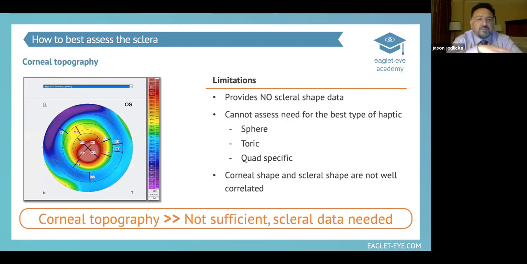And that's true, however, again, corneal topography really gives us no scleral shape data, so we can't assess the need for the best type of haptic, whether it might be spherical, toric, quadrant specific, etc. It's just not enough data, so that when we put a lens on, we're having to basically start from scratch in assessing the scleral shape relative to that diagnostic lens. So corneal topography is certainly useful in fitting a lens if that's all you have. It does help you get a better fit than if you don't have that information. But again, you're really on your own when it comes to evaluating the sclera. You don't get that information from your corneal topography.